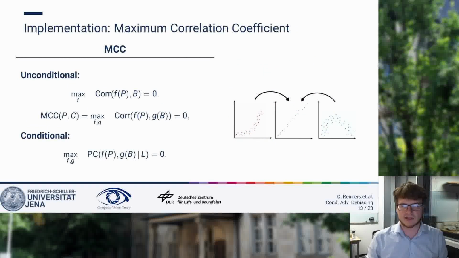And the third is maximum correlation coefficient, where we use neural networks to approximate or to find the two functions which maximize the correlation between the two variables, or for the conditional case, the partial correlation.